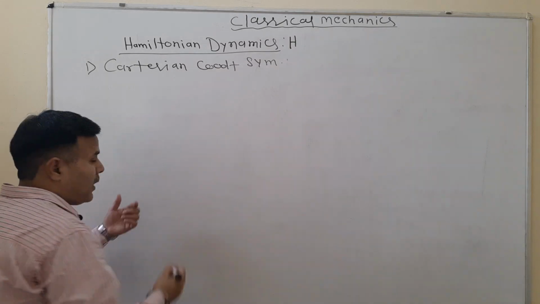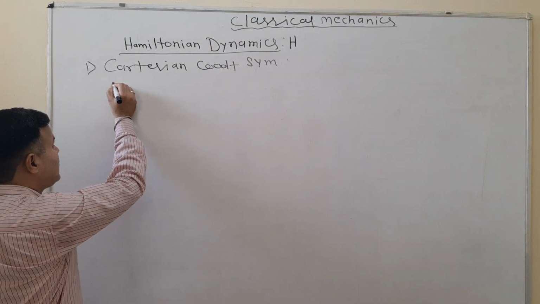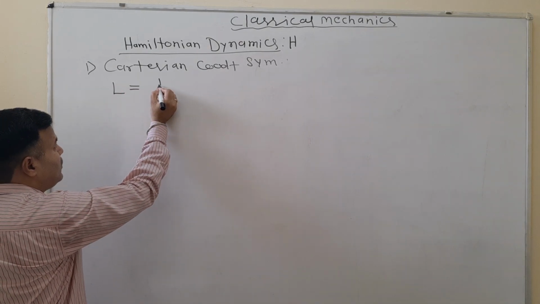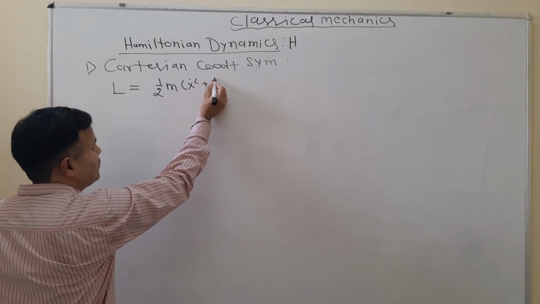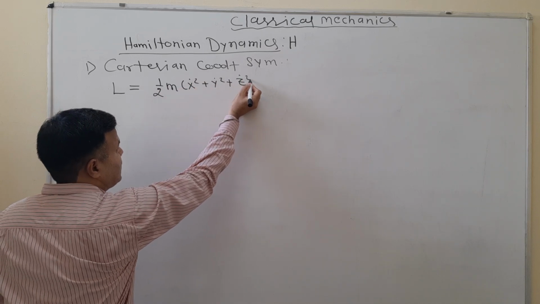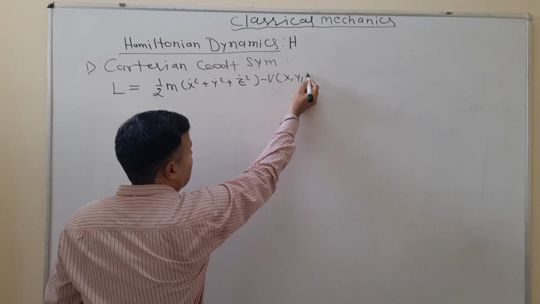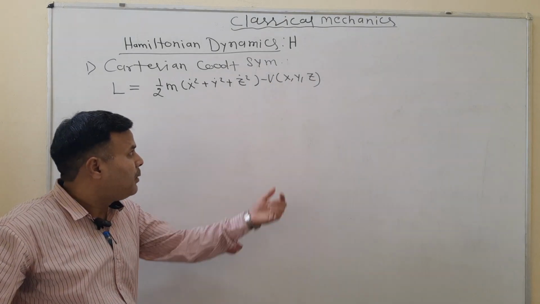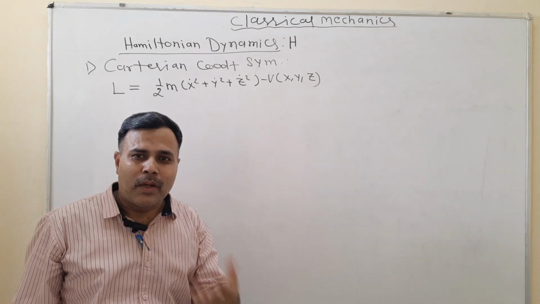I have already explained what L is. L is basically T minus V, which is 1/2 m (x dot square plus y dot square plus z dot square) minus V of x, y and z. So I am talking about the general profile of potential V(x, y, z).